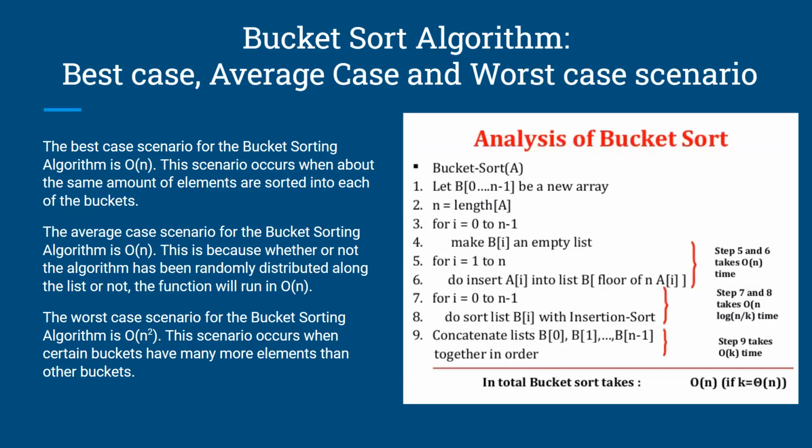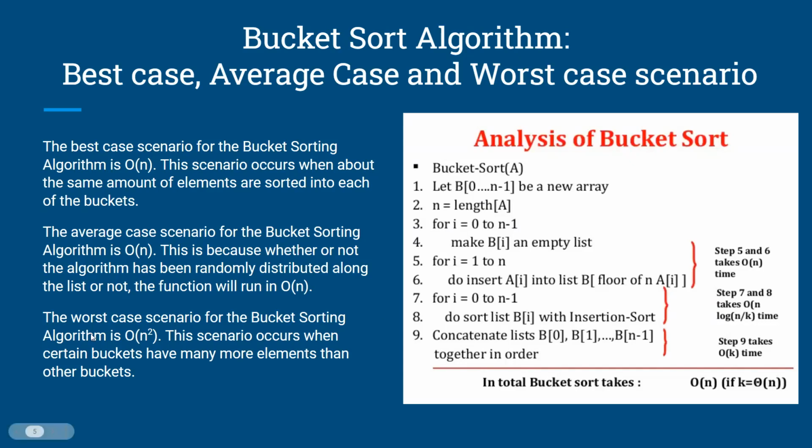And then the average case scenario is also going to be O of n, because whether or not the algorithm has been randomly distributed through the list, it'll more than likely be O of n.